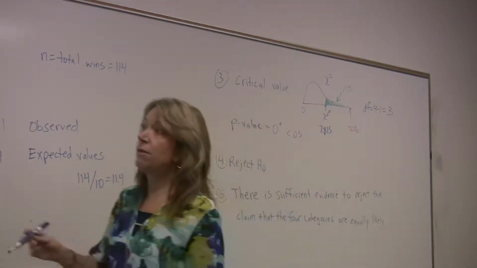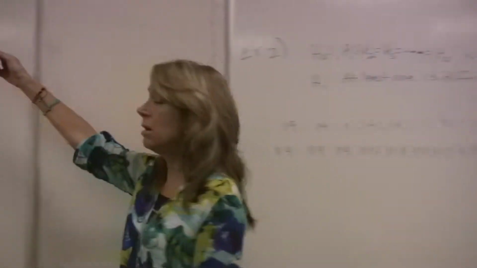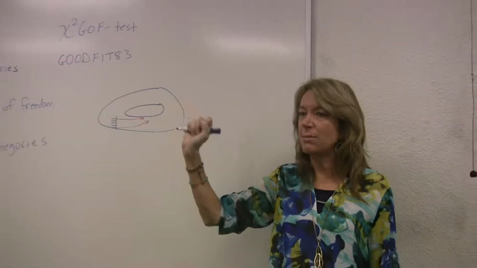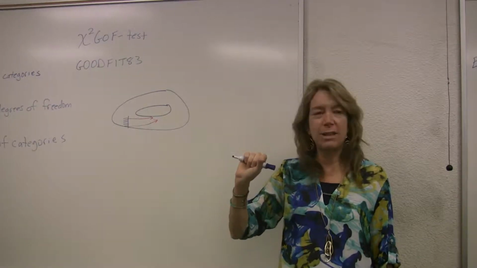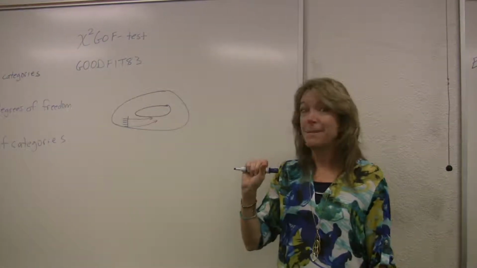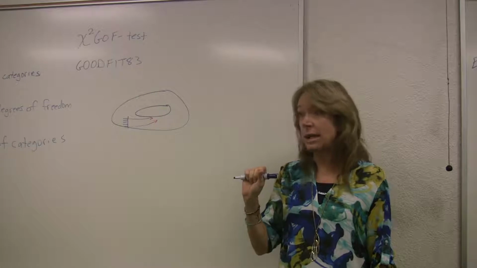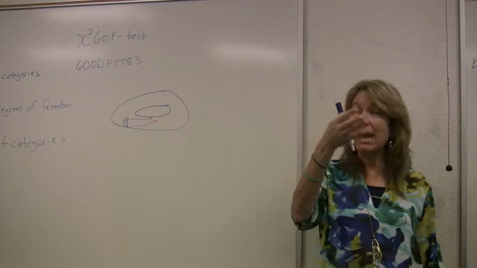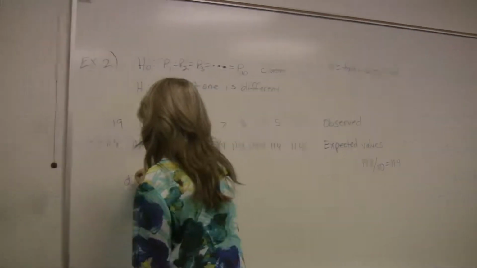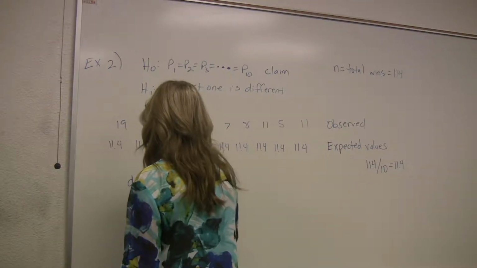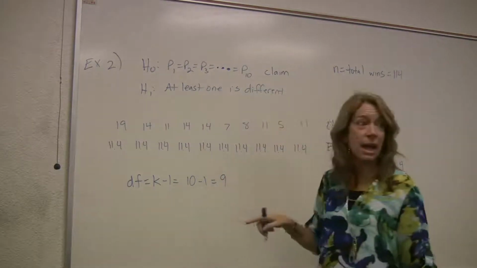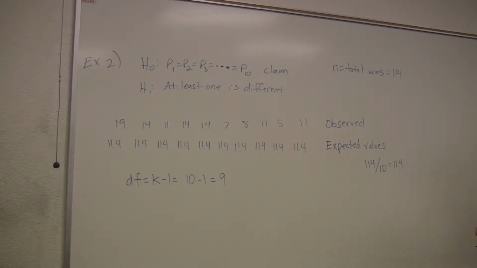Those of you who have this calculator function are going to now do this calculator function. You're going to put in your observed, your expected. What are you going to put for your degrees of freedom? 9. Why 9? K minus 1. There's 10 categories. So we know the degrees of freedom is the number of categories minus 1. So you're going to put in 9 for your degrees of freedom.